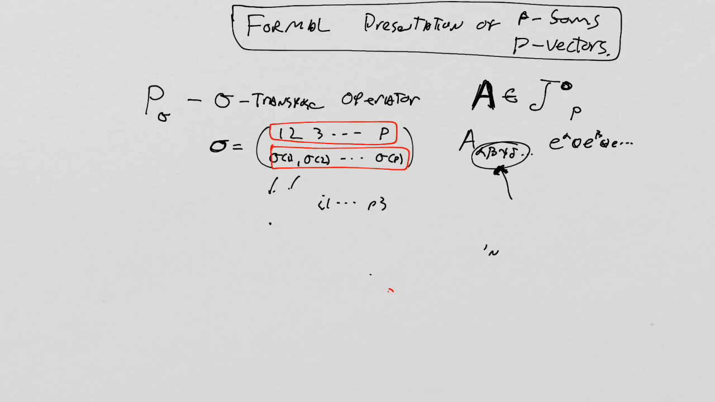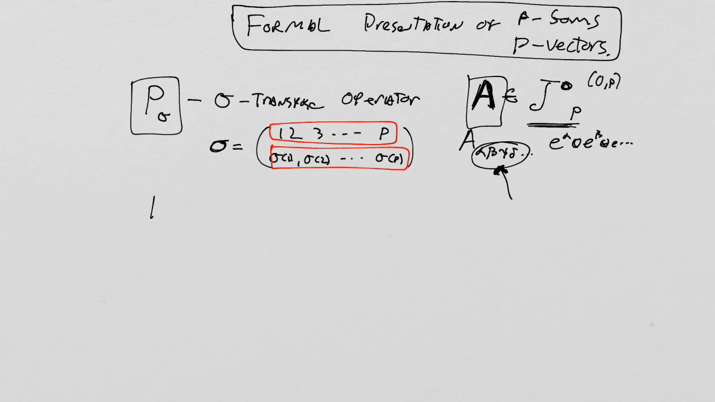So, we start with a permutation, and we'll call it sigma. And P of sigma is an operator called the Sigma Transpose. If we have A, which is an element of the completely covariant tensor product space of rank P, the rank 0P tensor product space, we want to define the sigma transpose operation on A.